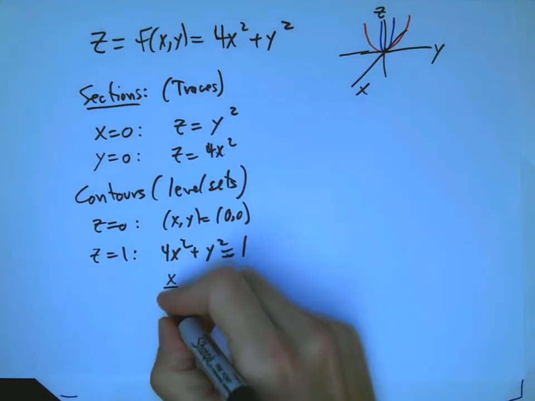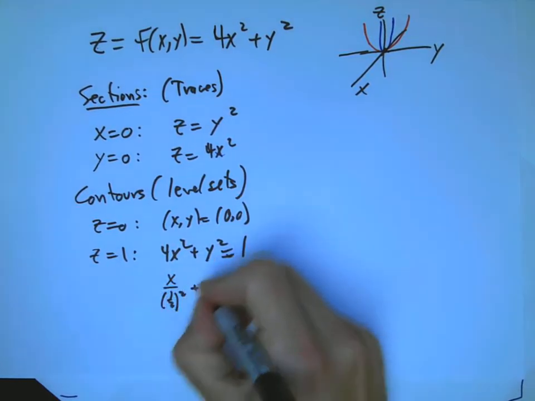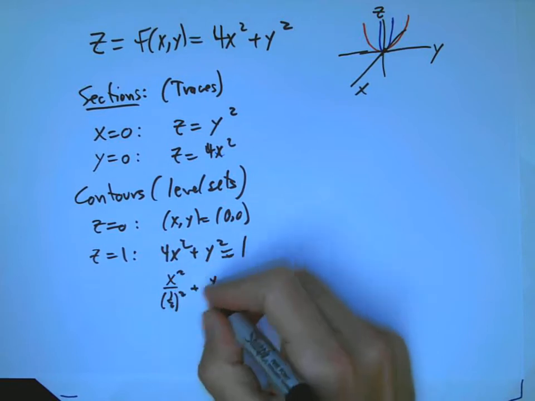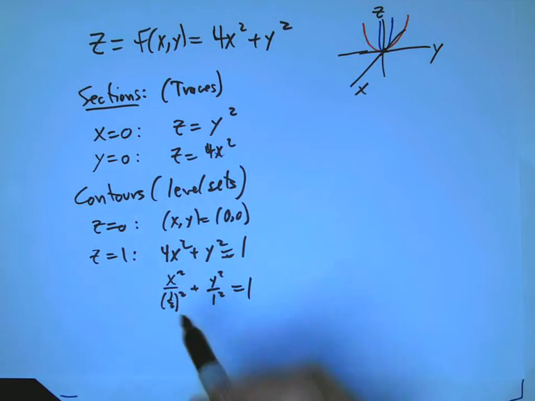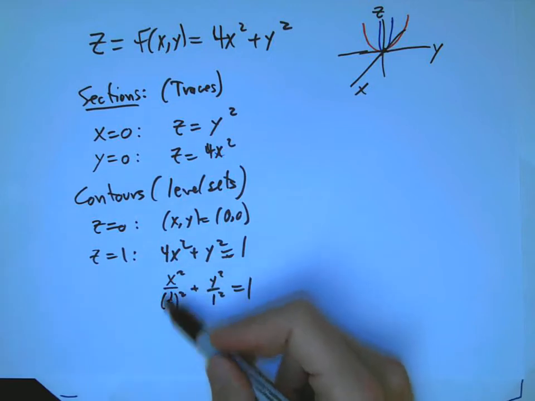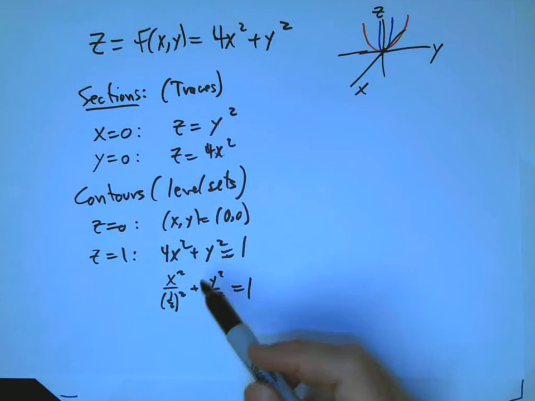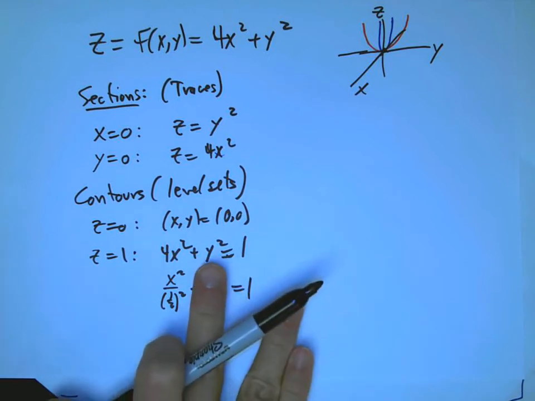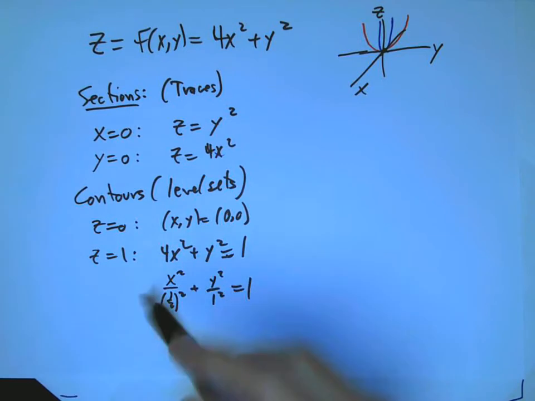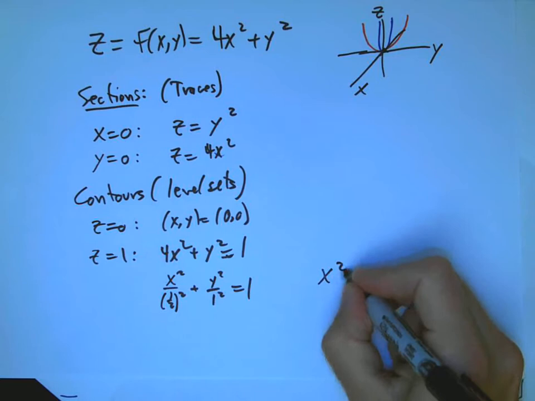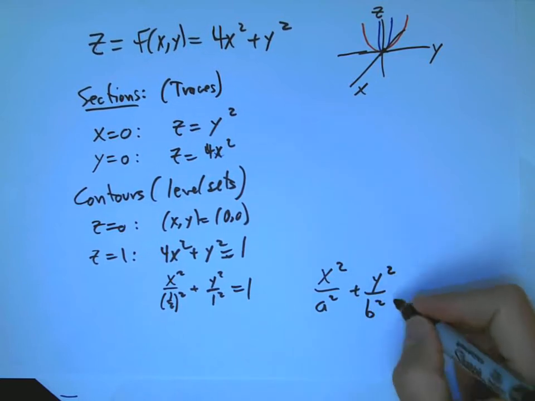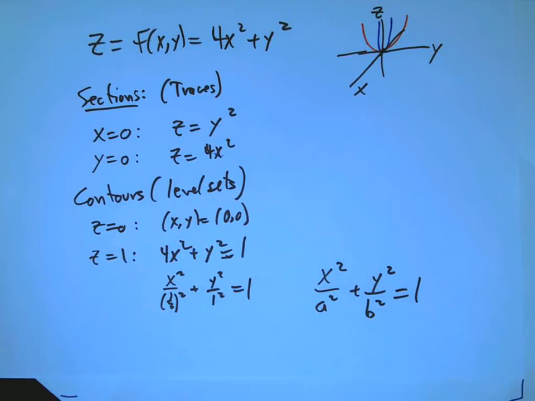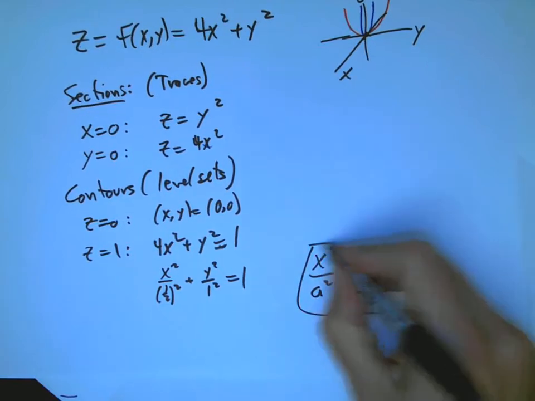This is x squared over 1 half squared plus y squared over 1 squared equals 1. The reason to write it like that is it tells you exactly what the intercepts are and thus how big it is. If you set y equals 0, you cover that up, then you get x equals plus or minus 1 half. So this gives you the intercepts, also called the semi-major and semi-minor axes, the a and b. That's the standard form we're reviewing briefly.